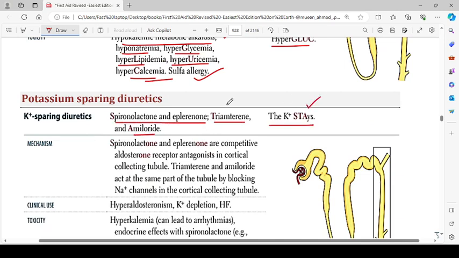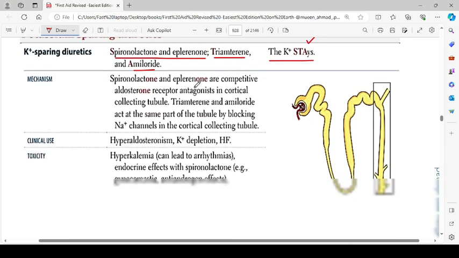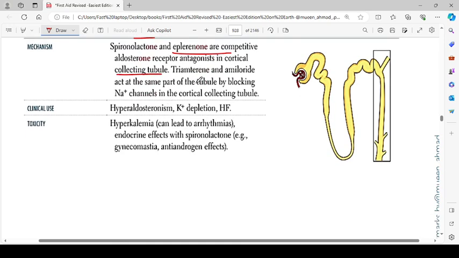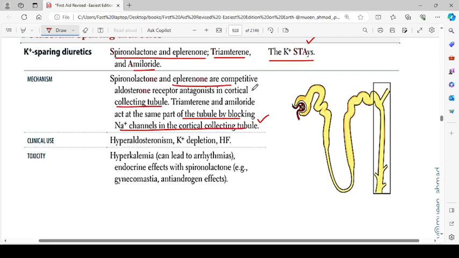The potassium stays. The mechanism is spironolactone and eplerenone are competitive aldosterone receptor antagonists in the cortical collecting tubule. Triamterene and amiloride act at the same part of the tubule by blocking the sodium channels in the cortical collecting tubule. Yes, the spironolactone antagonizes the aldosterone, while the triamterene.